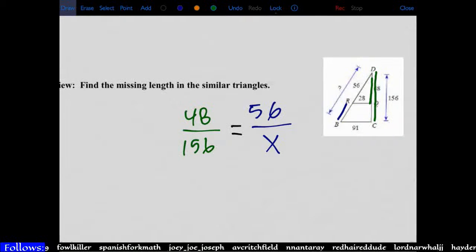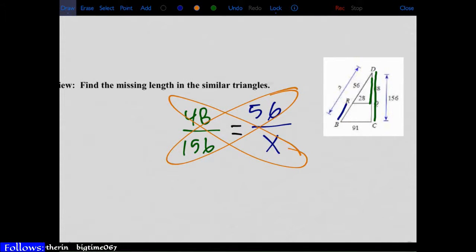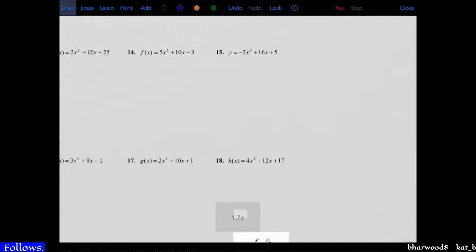A squared plus b squared equals c squared? No. Please no. A squared plus b squared equals c squared is only for a right triangle solving missing side. Please no. Once we get here, you guys should know this. If we're solving a proportion, we just cross multiply and divide for x. All right. Leaving you there. You can finish the rest.